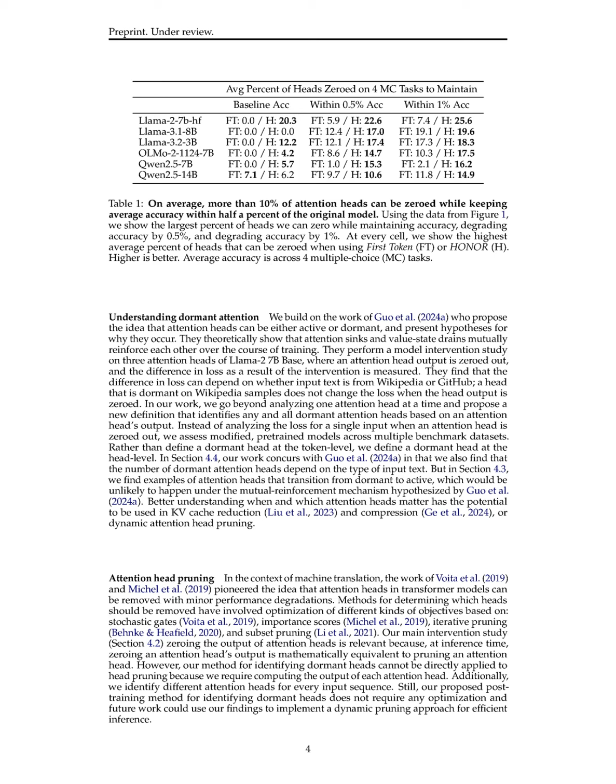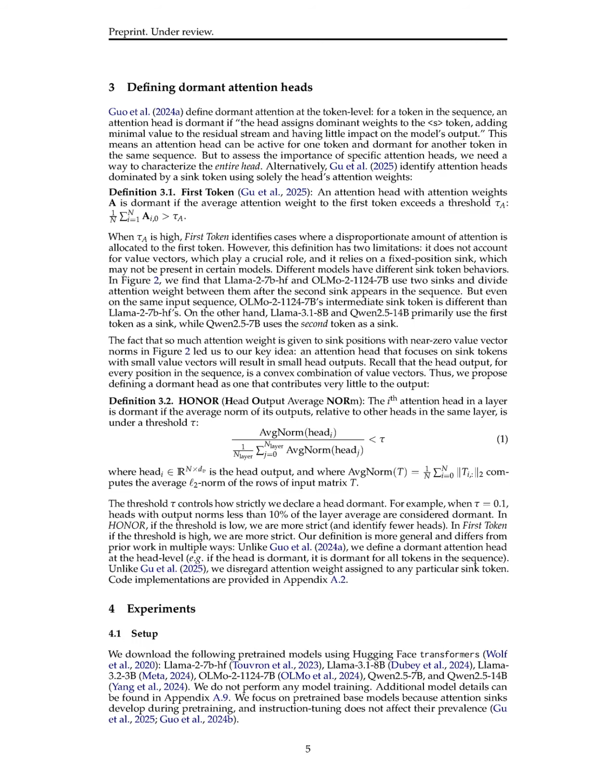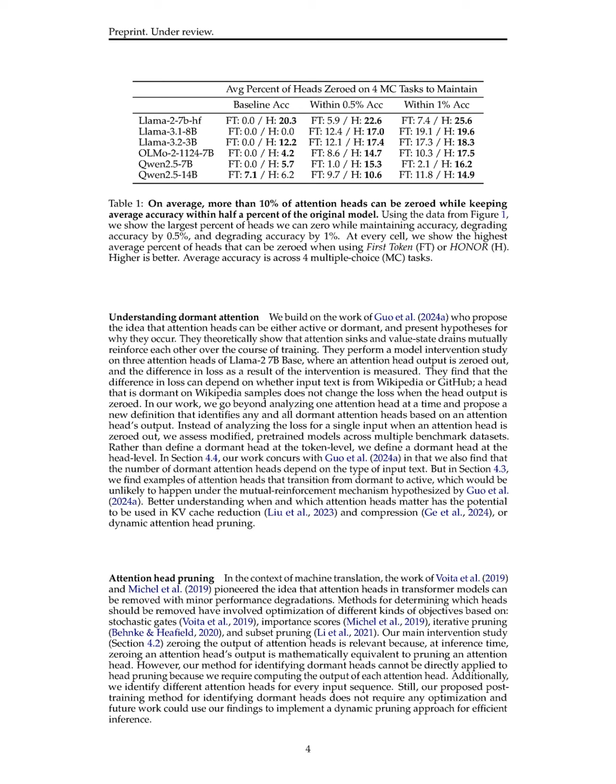The proposed method for identifying dormant attention heads using the Honor metric involves several key steps and calculations. First, the method defines a dormant attention head at the head level, meaning that if a head is classified as dormant, it is considered dormant for all tokens in the sequence. The identification process begins by calculating the output of each attention head, denoted as head_i, which is a matrix representing the head's contributions across the input sequence.